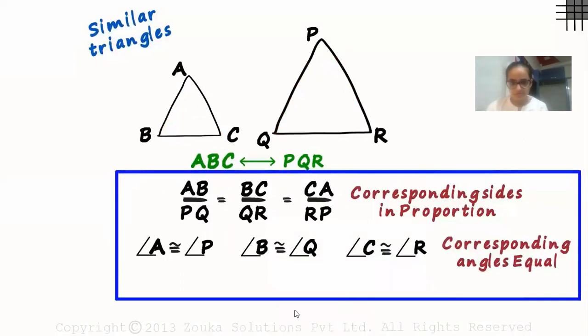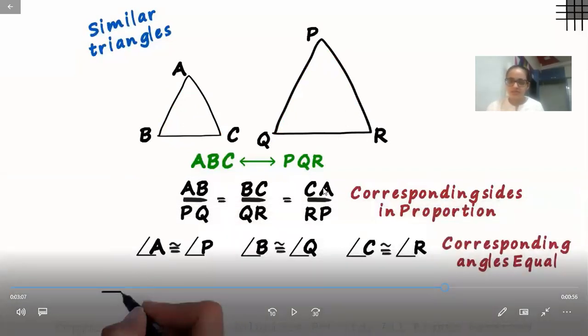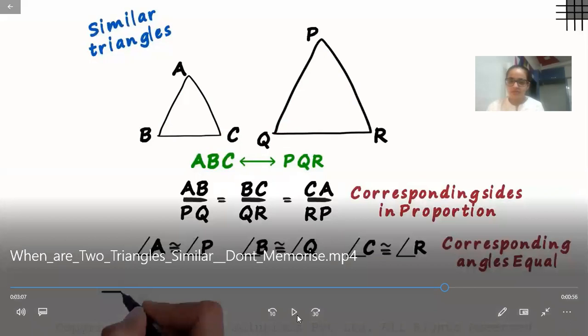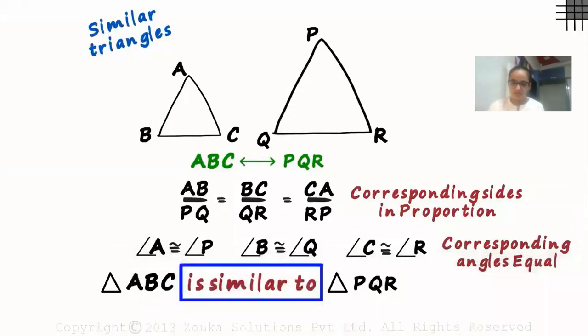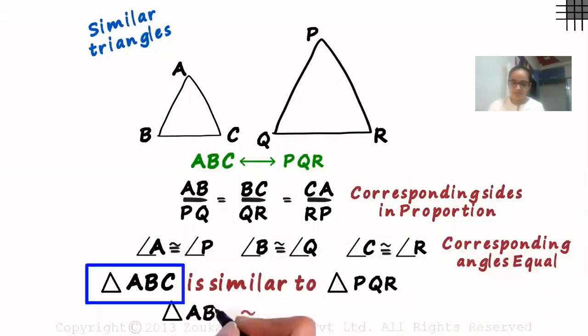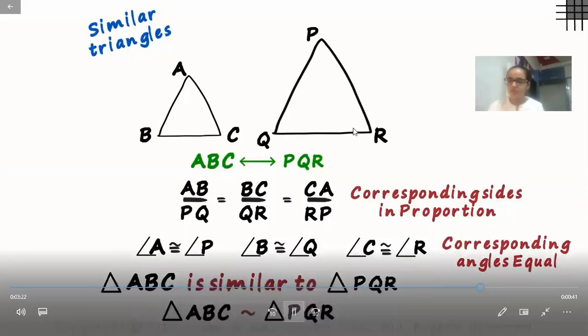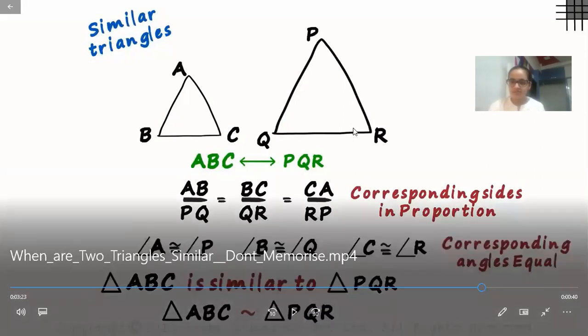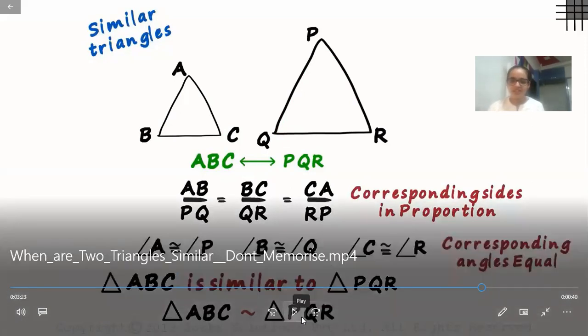Here, we were given that triangle ABC is similar to triangle PQR. Which two criteria are we using for proving the similarity, class? Is similar to can be replaced with this sign. So this can be read as triangle ABC is similar to triangle PQR. What is the sign of similarity, class? Just let me know what it is.